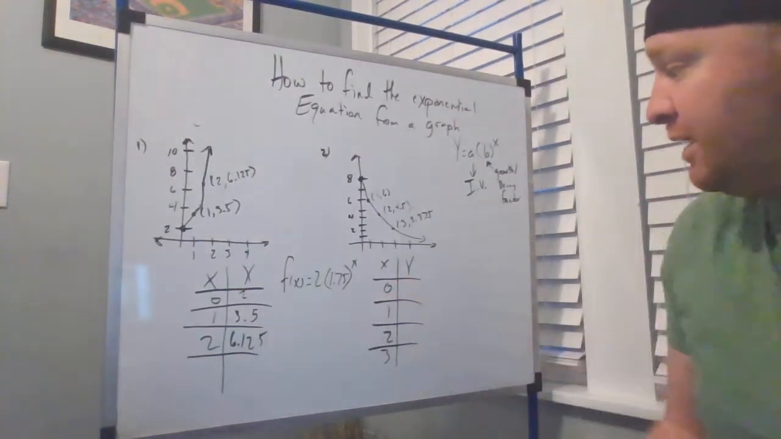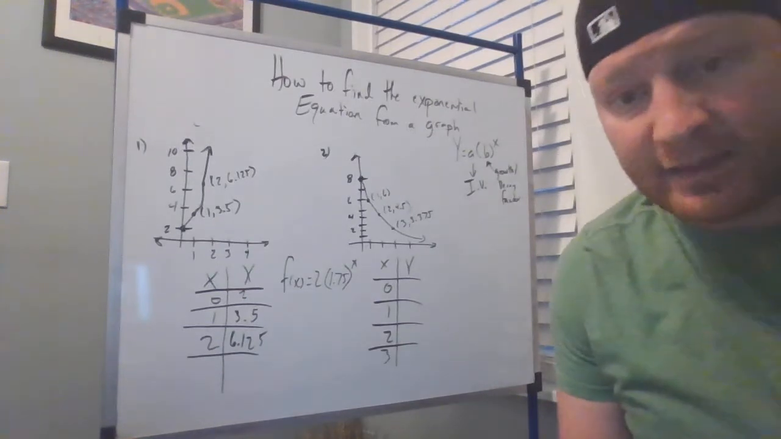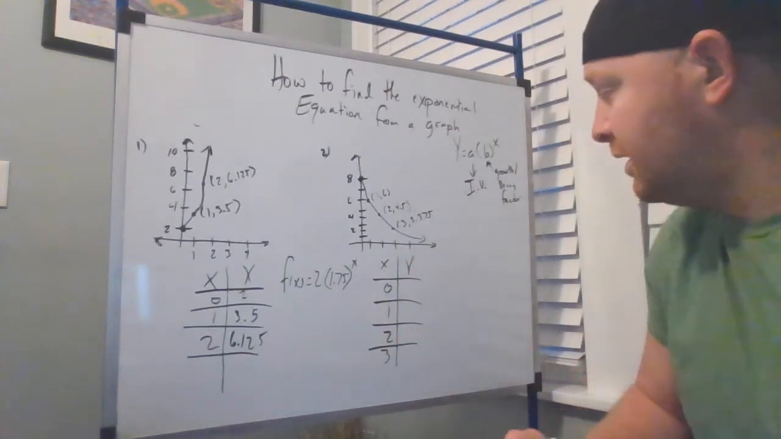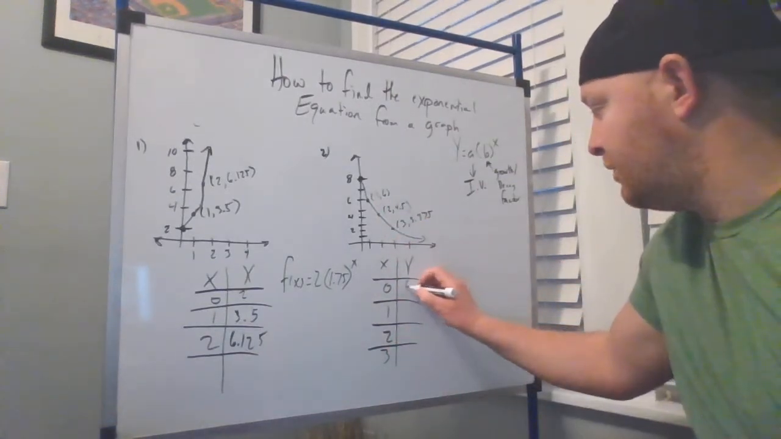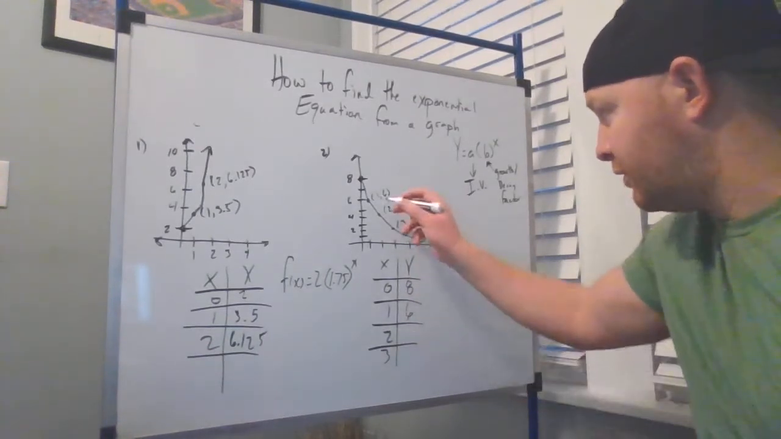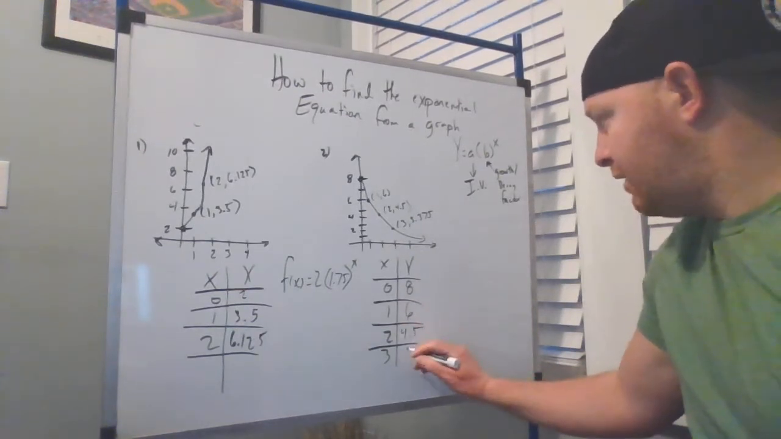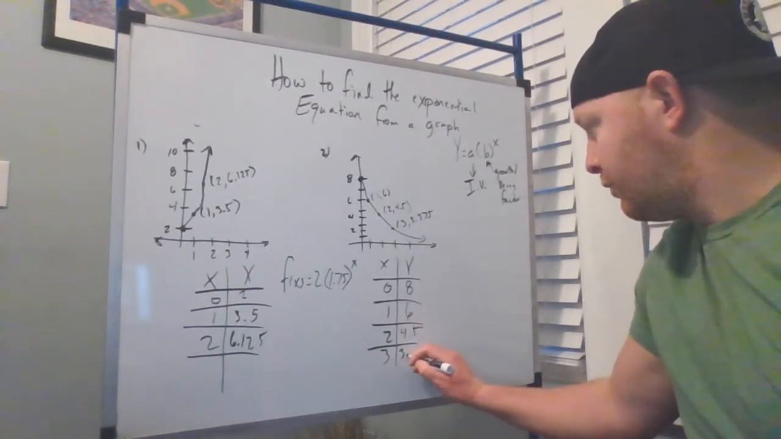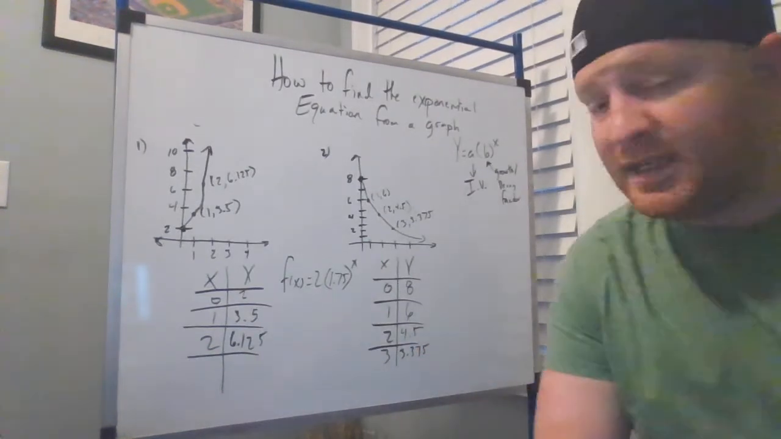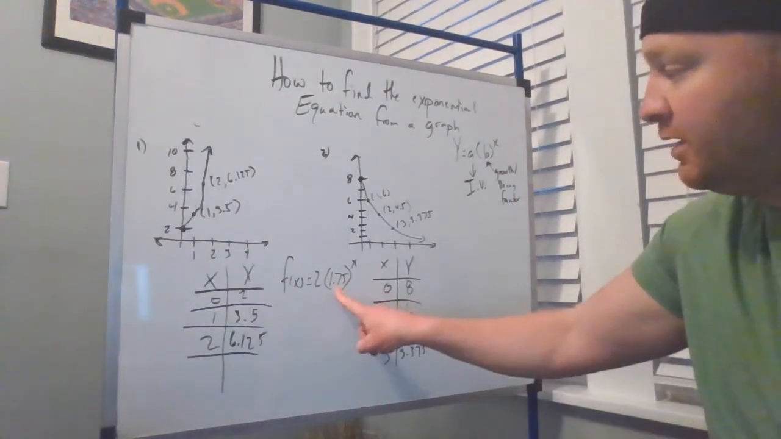The next example is right here. We know this is a decay situation. Again, same exact thing. Just identify your points. I really urge you guys to do this t-chart, all right? We know our first point is (0, 8). Our second point is (1, 6). Our third point is (2, 4.5). And our fourth point is (3, 3.375).